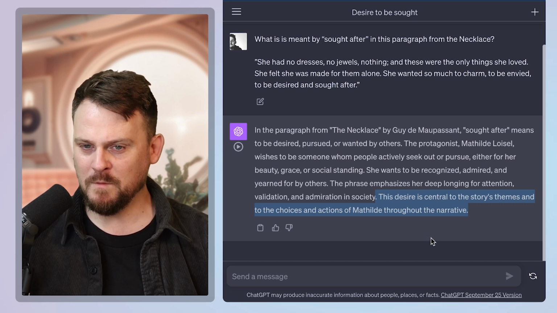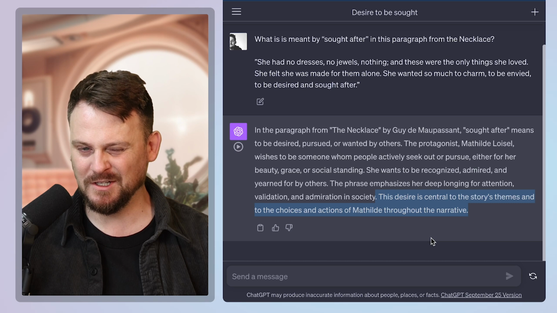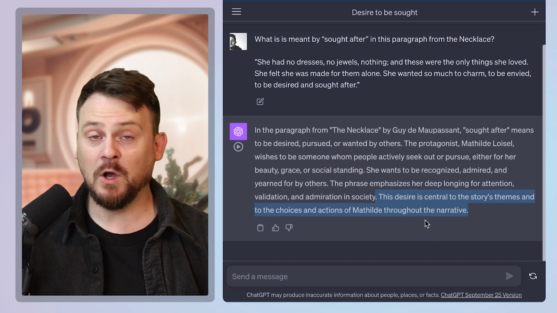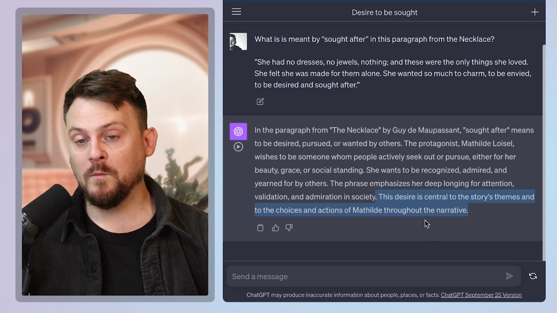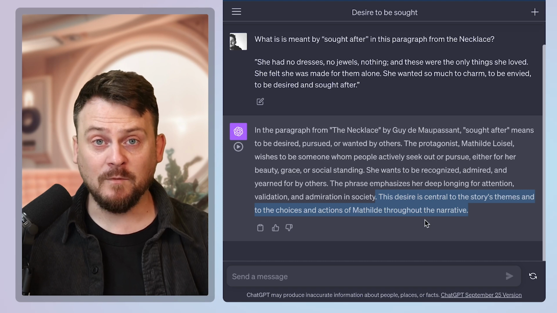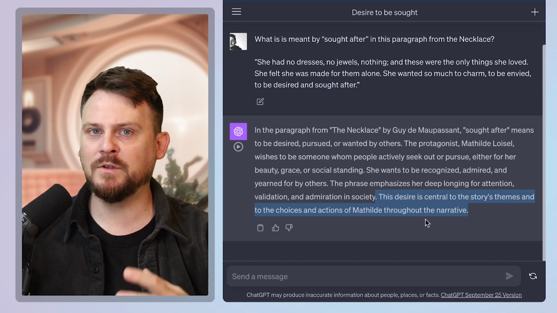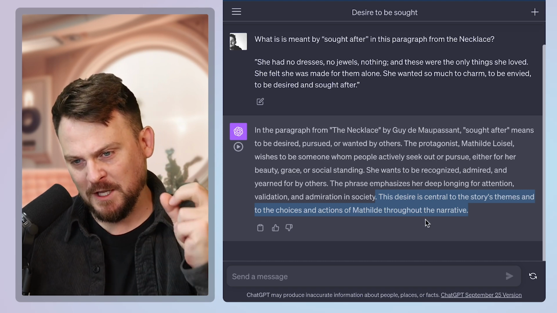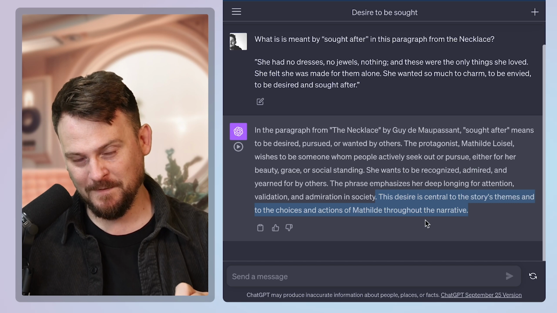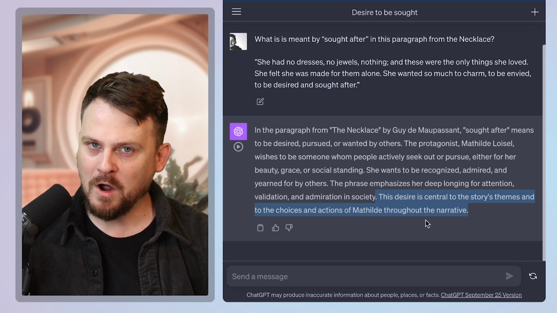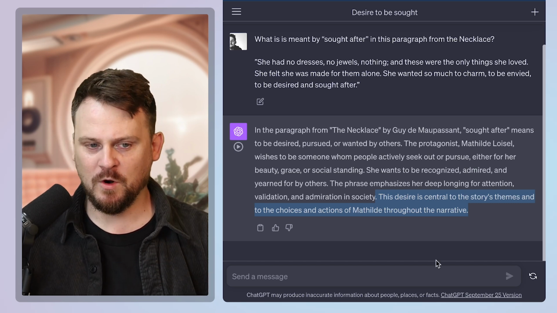Is it Mathilde or Mathilde? I think it's Mathilde. I could be wrong. So that's adding a lot, right? You're kind of fleshing out the little piece that you're underlining and getting a bit more context, checking your understanding. Good.